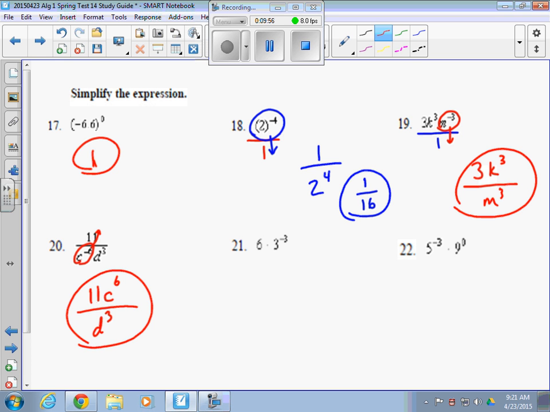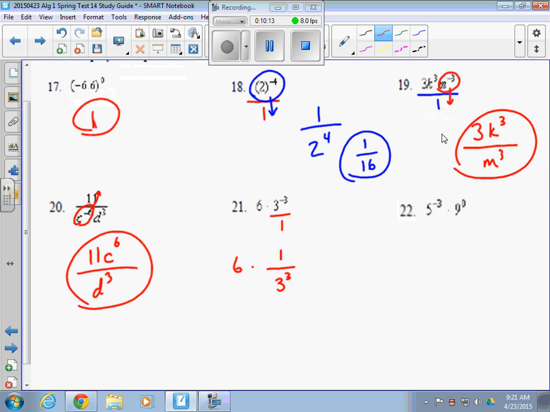6 times 3 to the negative third. Again, it's raised to a negative exponent. You can't multiply them to do it. It needs to ride the elevator right now. It becomes 6 times 1 over 3, that's the elevator, to the positive third. So 3 to the third is 3 times 3 is 9, times 3 is 27. If we go straight across, 6 times 1 is 6, and 1 times 27 is 27. We can reduce this fraction. The number 3 goes into both numbers. It goes into 6 twice, and 3 times 9 is 27. So we get 2 over 9.